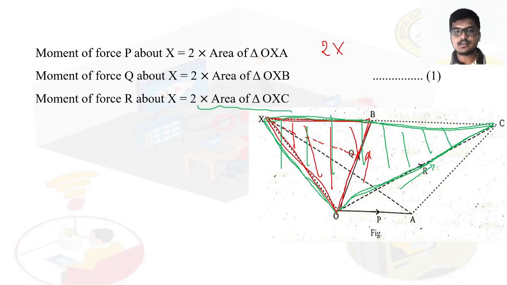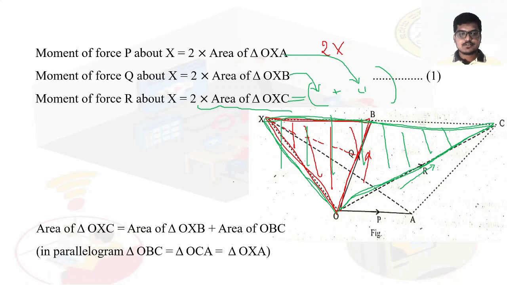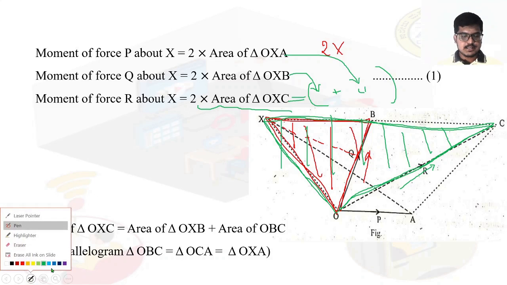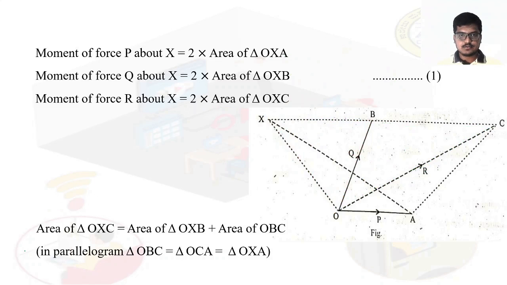Okay, what we need to prove? We need to prove that this moment of R about x axis is equal to the sum of this one plus this one. We need to prove. Okay, next, the area of triangle OXC. So I'll take another color, or I'll erase all.